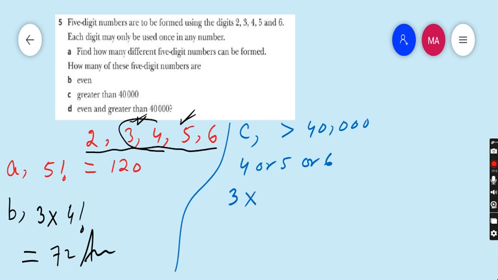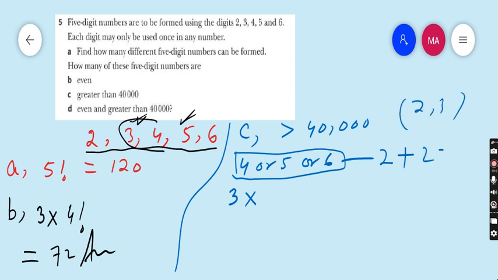Multiply by, if we put one digit from these 4, 5 or 6 in first place, then remaining these two digits along with the smaller digits, that is 2 and 3. There are two digits, so 2 plus 2 is 4, so 2 multiplied by 4 factorial is the final answer, that is 72. So part C answer is also 72.